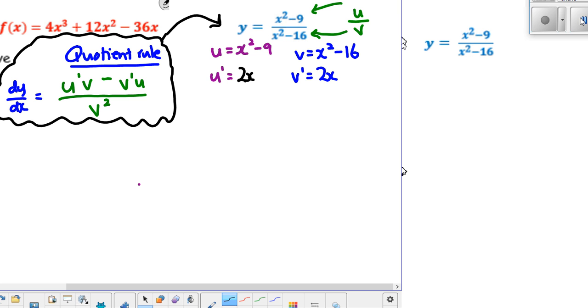Quotient rule. Now we sub these things into that quotient rule. It's going to take up a bit of space, so I'm going to start to write it down here. So dy dx equals, let's start to sub in our stuff. u dash v, which is 2x. Notice it's u dash times v. So v is x squared minus 16.